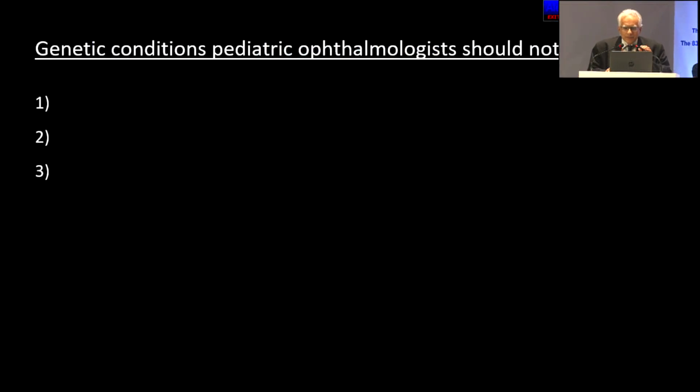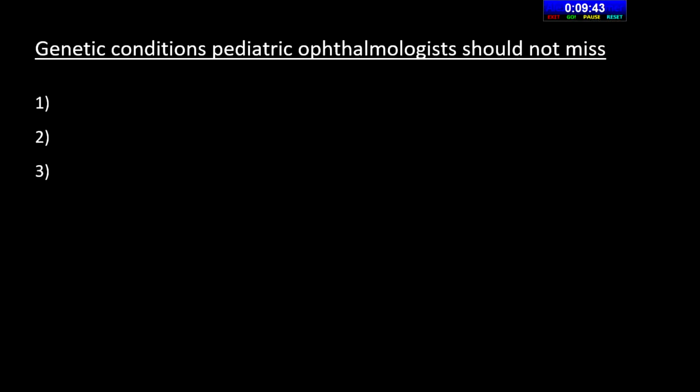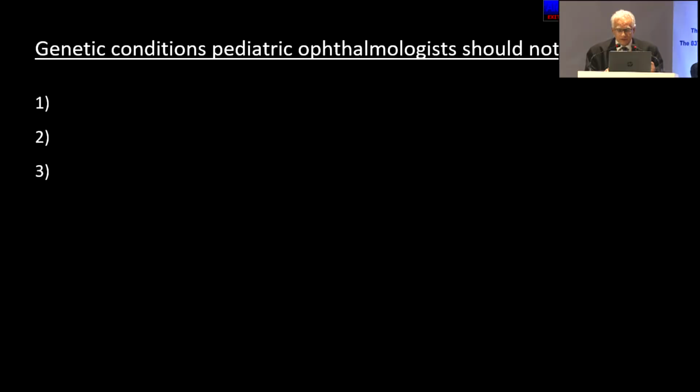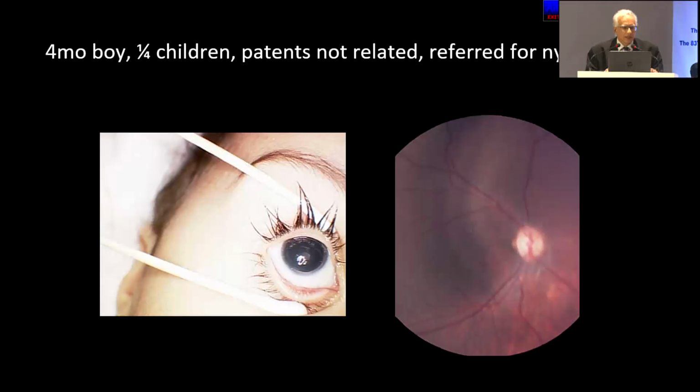My time is limited, so I'm going to go through 3 scenarios that are applicable to pediatric ophthalmologists no matter where you practice, if you're seeing any volume of patients. The first one is exemplified by this 4-month-old boy. He's one of 4 siblings. Parents are not related. Referred for nystagmus. We examine him. He has no iris, peripheral keratopathy, and a lens opacity. There's no fovea. This, of course, is classic aniridia.